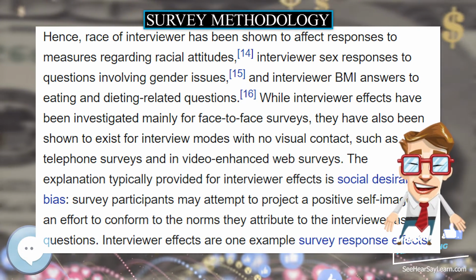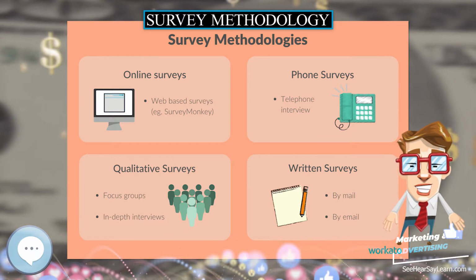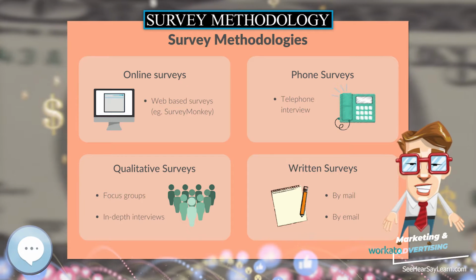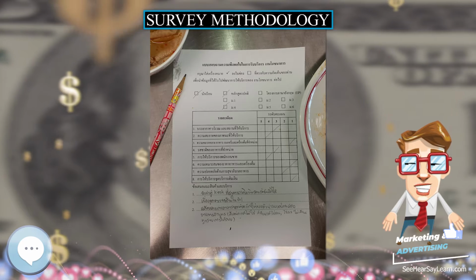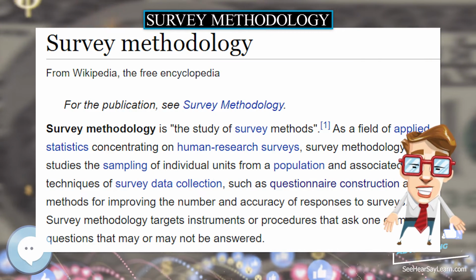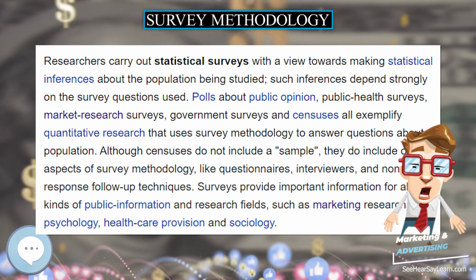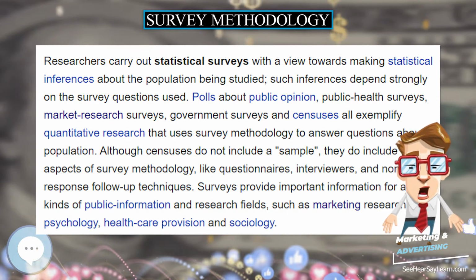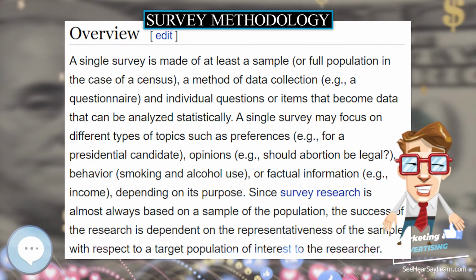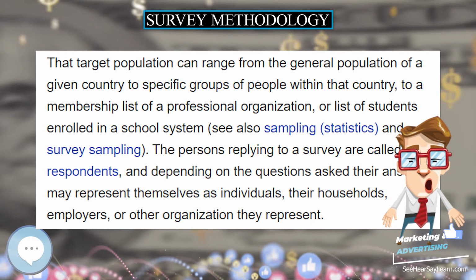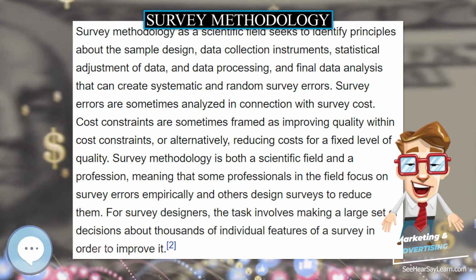The persons replying to a survey are called respondents, and depending on the questions asked, their answers may represent themselves as individuals, their households, employers, or other organization they represent. Survey methodology as a scientific field seeks to identify principles about the sample design, data collection instruments, statistical adjustment of data, and data processing, and final data analysis that can create systematic and random survey errors. Survey errors are sometimes analyzed in connection with survey cost.